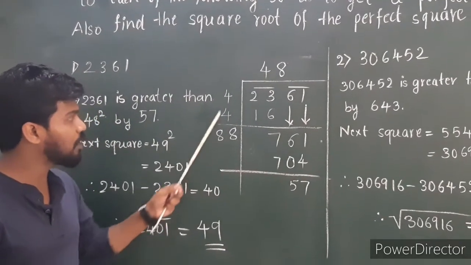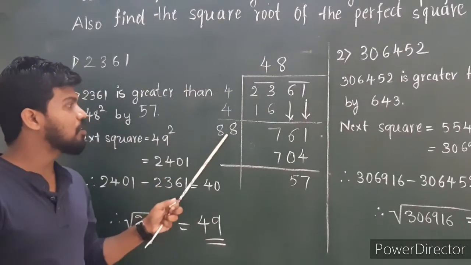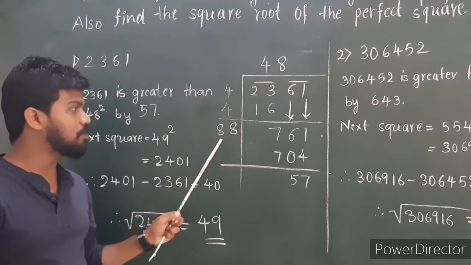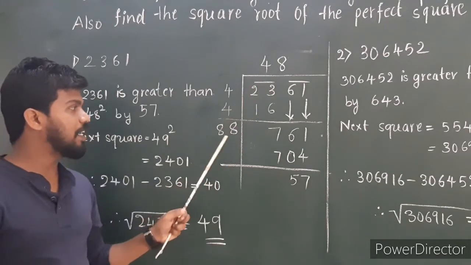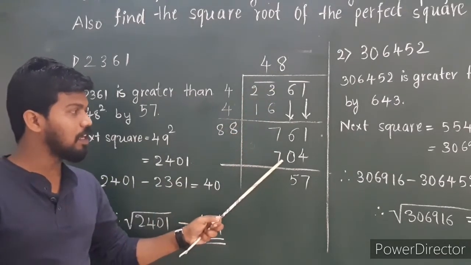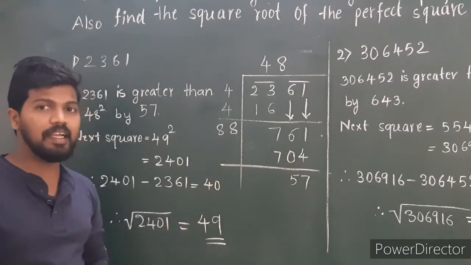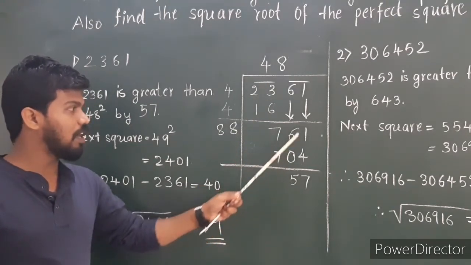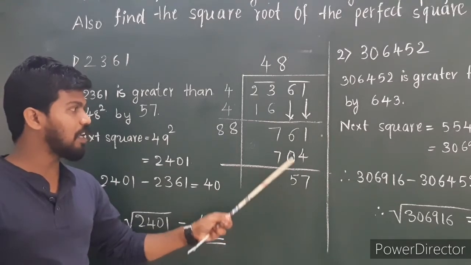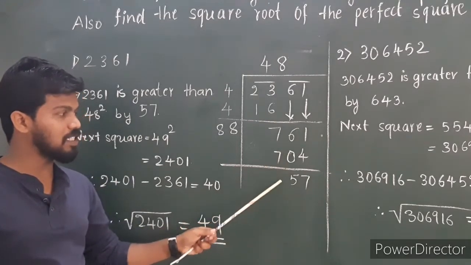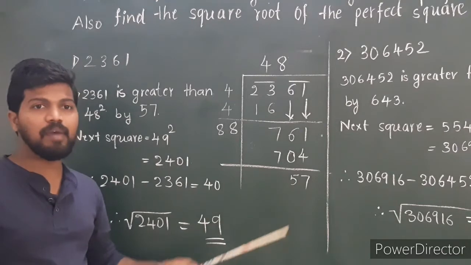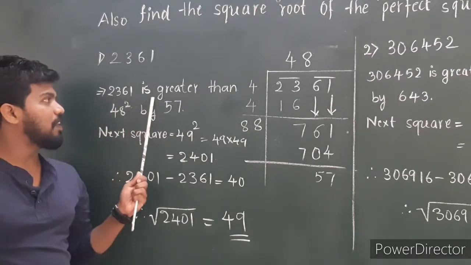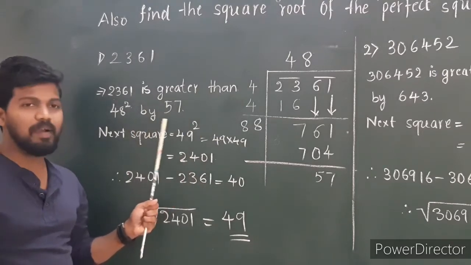On this side you write 4 plus 4, 8. So next term is 88 into 8. If you multiply 88 into 8 you get 704. So subtract: 11 minus 4 you get 7 and so that is 5. 7 minus 7, 0. So finally you got the remainder 57. Okay, 2,361 is greater than 48 square by 57.